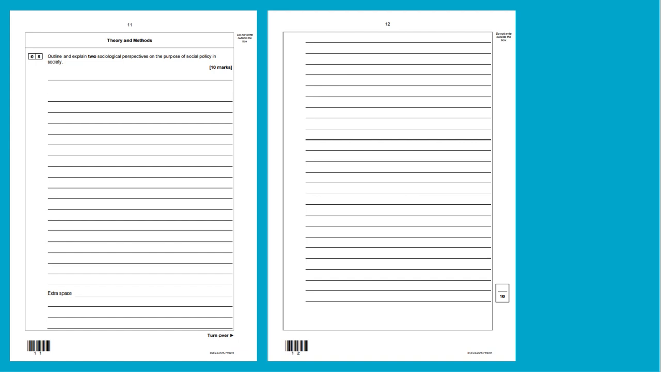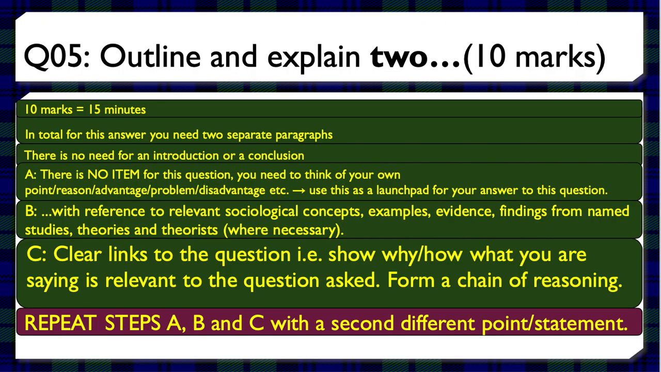As you can see, this is 2 sides of A4 paper. The timing rule for this question, question 5, is to spend at least 15 minutes on it, since it is worth 10 marks. In many ways, it is similar to the other 10-mark question, except that it's on a different topic and there is no item.